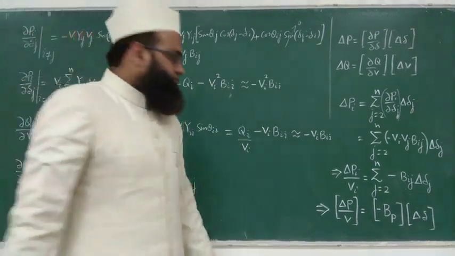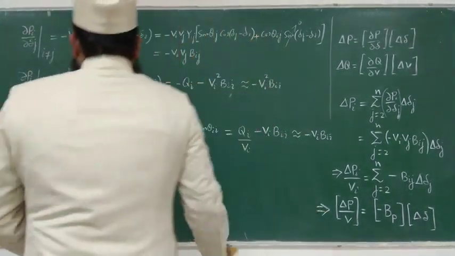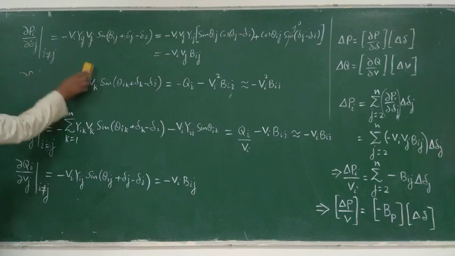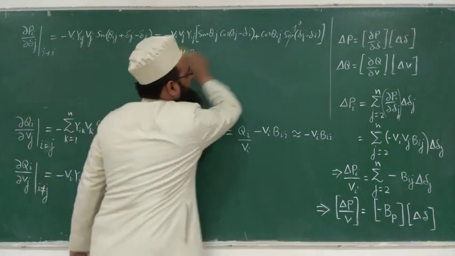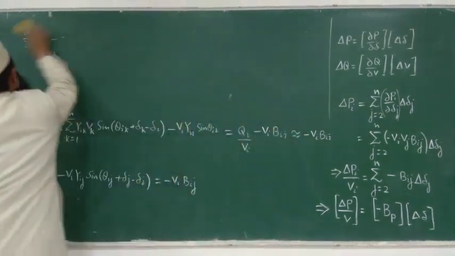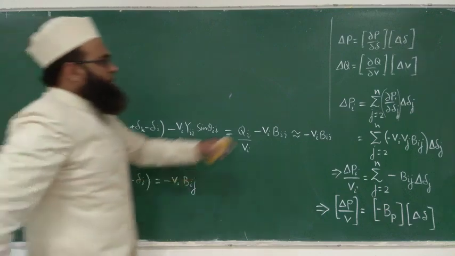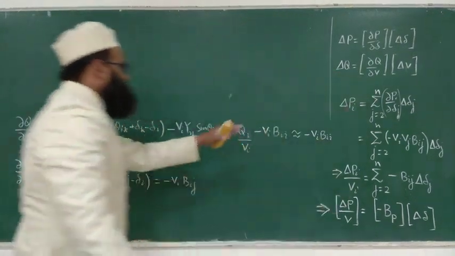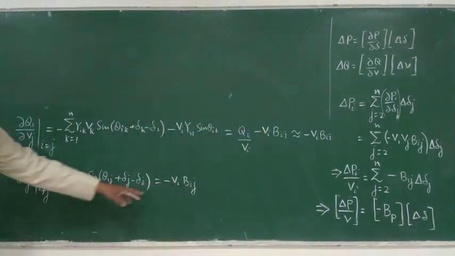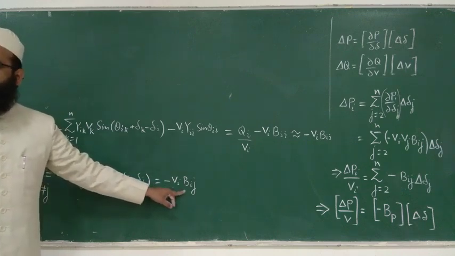Is not it? Similarly, for Qi, I am writing this. So for Qi, we have del Q is equal to this. Put the values. So del Q is minus Vij, is not it?